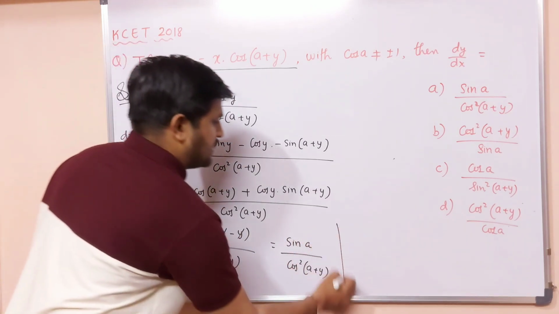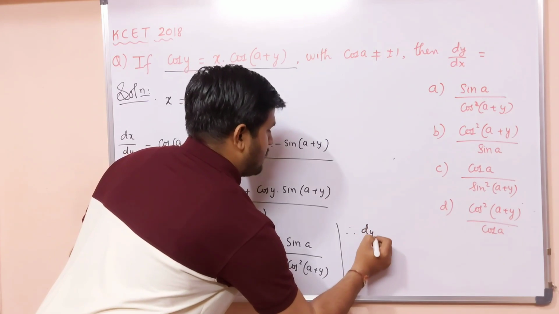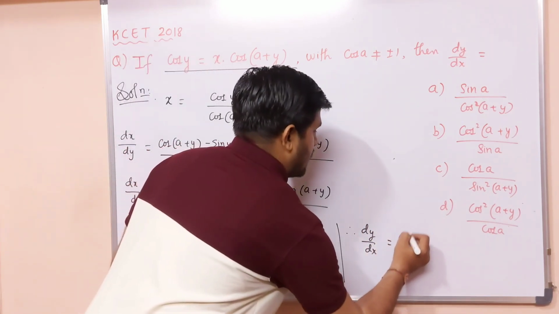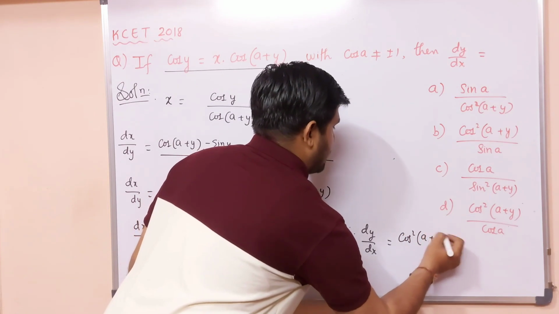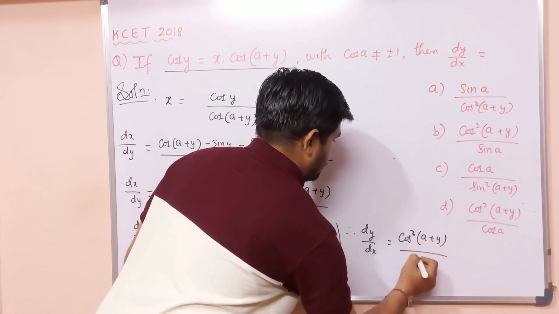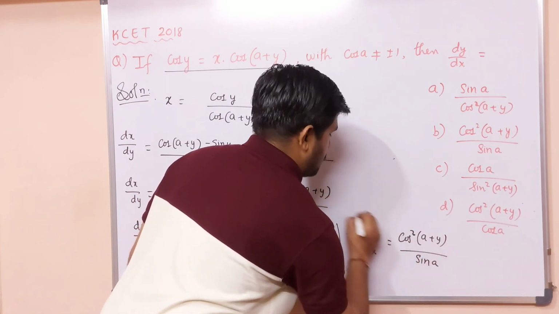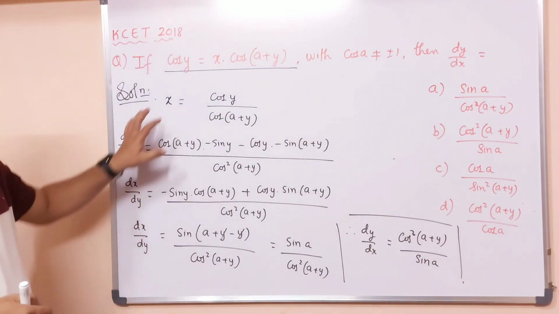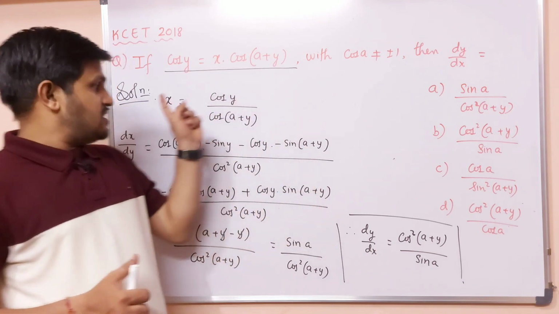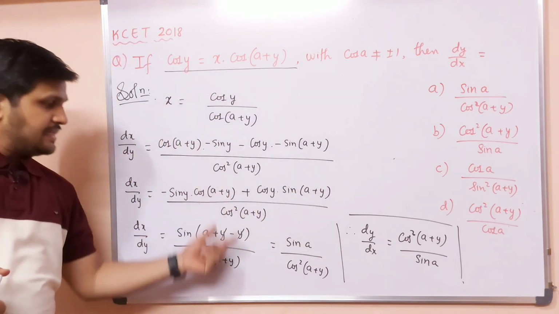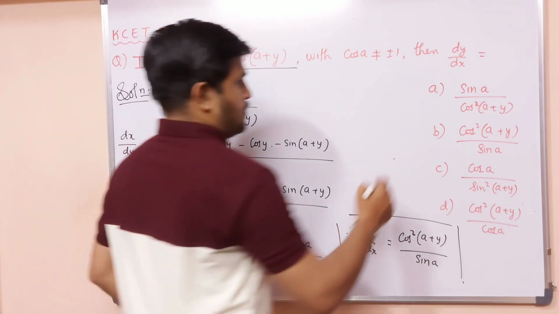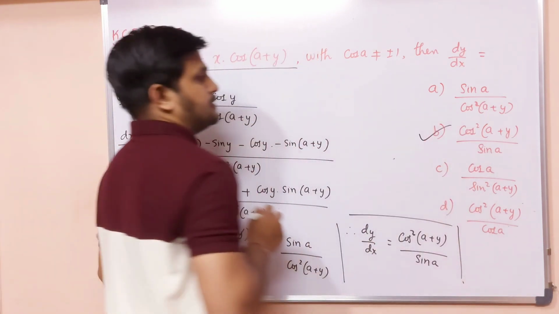So now tell me, therefore what is dy by dx? So this as a standard remark, cos square of a plus y divided by sin a. Okay. So this I have proved. Note it down, it is quite simple and easy to prove. Write x in terms of y, differentiate x with respect to y, easily you will get the answer. So what is the answer? Cos square of a plus y divided by sin a. Option B is the right answer.